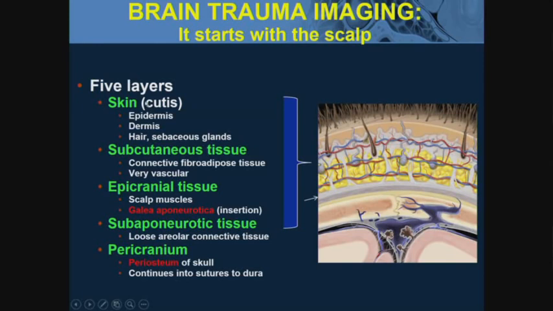There are 5 layers of the scalp. Really only 2 of them are important. And we're going to be talking primarily about the Galea aponeurotica and the subaponeurotic tissue and the periosteum of the skull, which is the pericranium. So we're going to be looking primarily at the Galea, which we see here depicted as this kind of grayish band, and the pericranium, which is the periosteum of the skull right here.